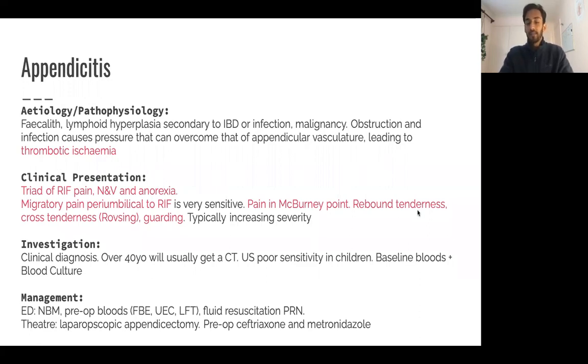And classically, it'll be a younger patient, like 20s or teens, but it's important to keep an eye out for older patients as well. But you might just do some extra investigations if they were to come into your ED with this presentation. So really just get them ready for a lap appendicectomy as your management.